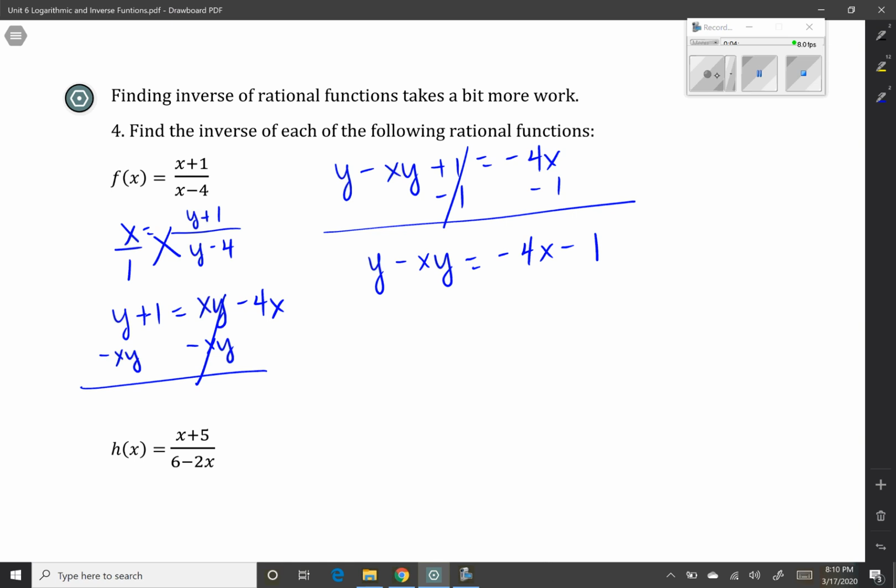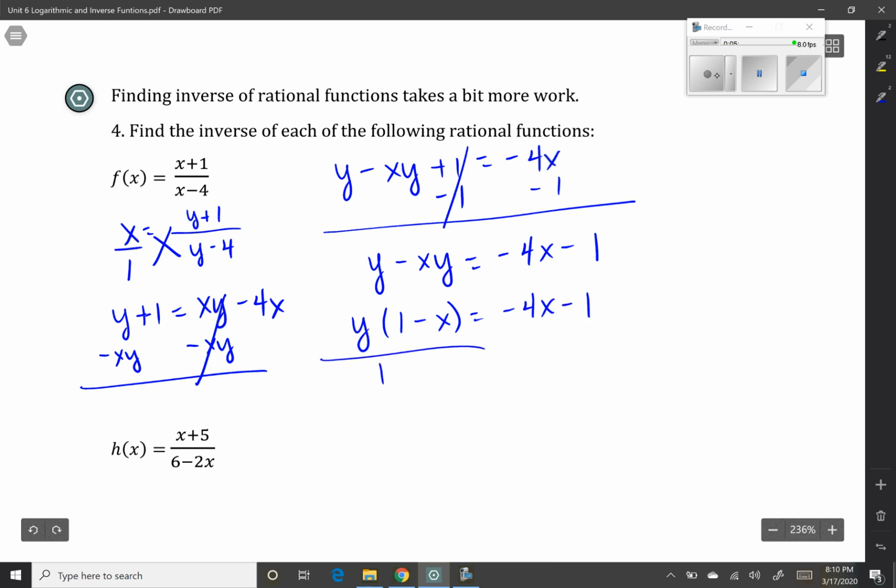And then here's my little math magic trick, which you already know. It's called GCF factoring. So if you look here, I have a y and I have an xy. The common factor is y. So if I take y out, or divide y out, I'm left with 1 minus x. And then I could divide away the 1 minus x so that my y is by itself. That's my goal, right? Find an inverse means switch x and y and then get y back by itself. So we've done that.